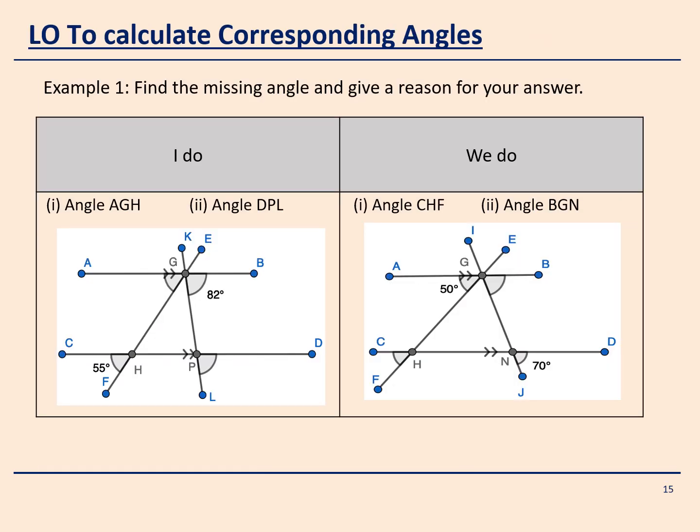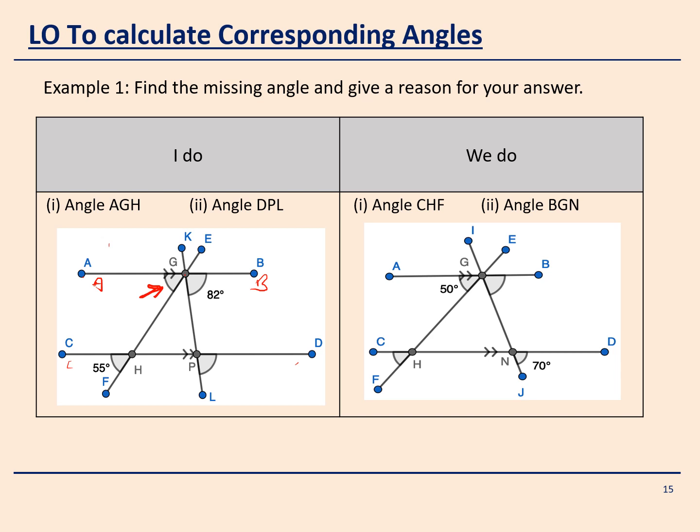Right, now we're going to look at corresponding angles. Corresponding angles are on the same side of the line that cuts through the two parallel lines. So first of all, A and B. There's AB there. It's parallel to CD. These two lines cut it. So I'm looking to find AGH. There's A, there's G, and there's H. So it's this angle here.